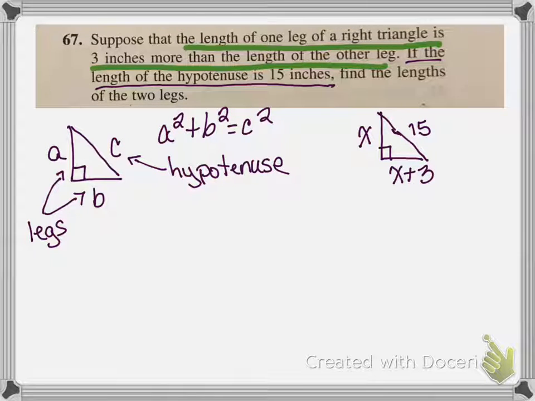So now, in order to solve this, I am going to plug in my X plus 3, and my 15 to the a squared plus b squared equals c squared. So I'm going to have x squared, because that's the length of one of my legs. Then I'm going to have x plus 3 squared, because that's the length of another one of my legs. And then I'm going to have that equal to 15 squared. Okay?